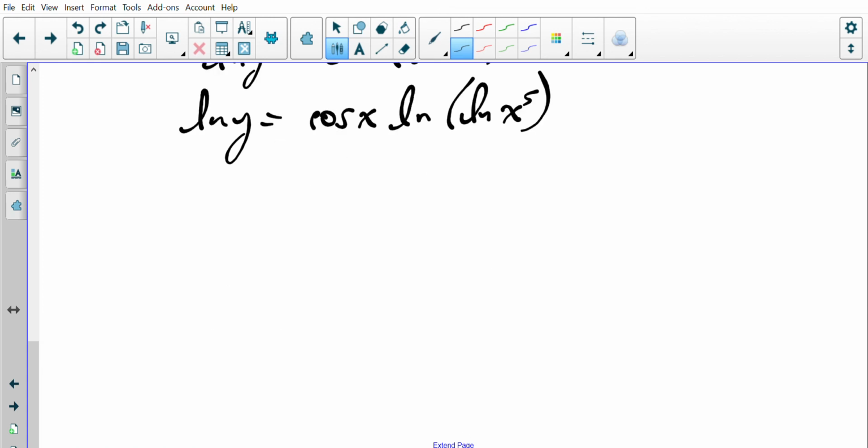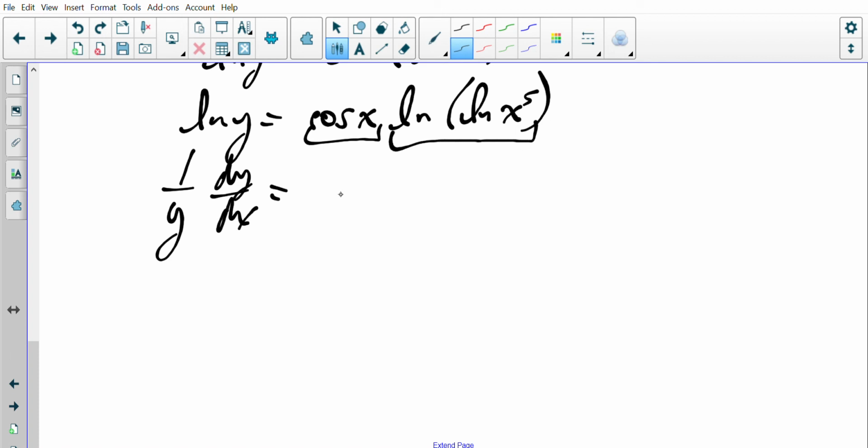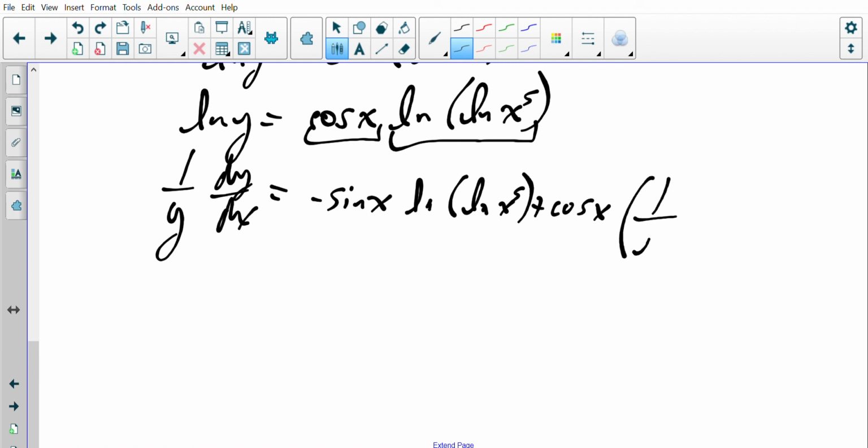Take the derivative now, both sides, so 1 over y, dy dx. Remember, product rule here. Cos x, the derivative is negative sine x. There's derivative of the first. Multiply that by the second. Plus the first. Now I need the derivative of ln u. So the derivative of ln of u is 1 over u. And now I need the derivative of this, which would be du over u. Close that off.